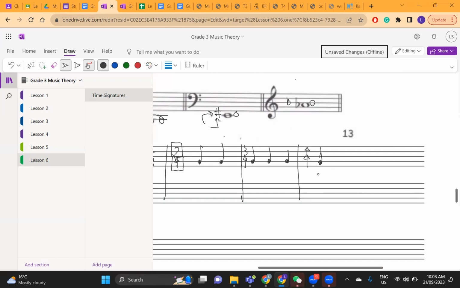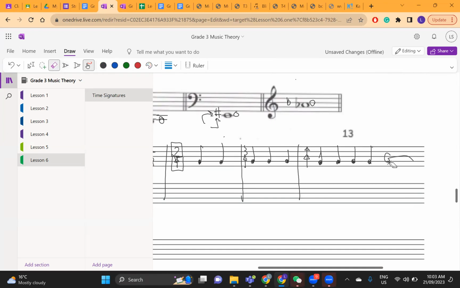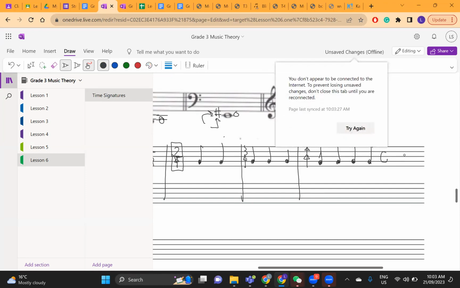In 4/4, which we also call common time, there are 4 crotchet beats, and they are separated. We can also write it like this. Common time.